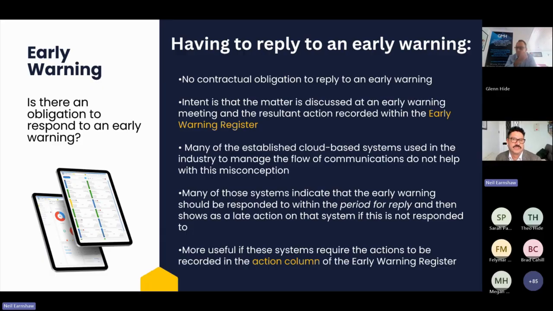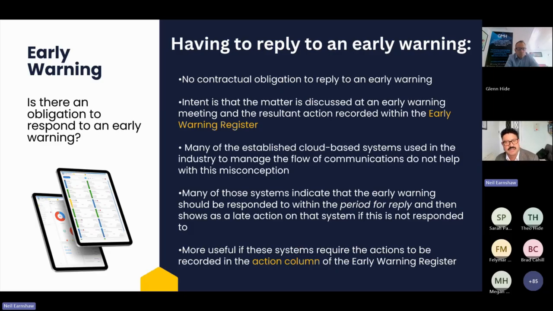What about responses to early warning then? Do we have to reply to early warnings within the period for reply, for example? And the simple answer again is no. There's no obligation to reply to an early warning per se. The response to it is what happens in the early warning meeting and what is discussed and agreed there. So there's no requirement for a response where it's acknowledged or confirmed. It's dealt with through the early warning meetings, and the actions and decisions are recorded in the early warning register.